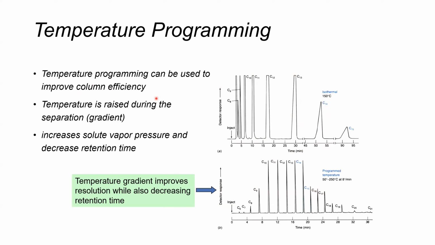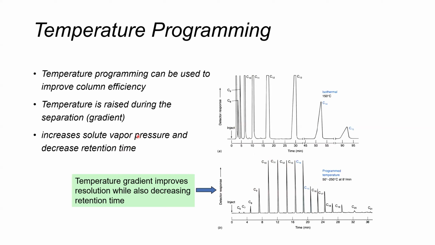So temperature programming can be used to improve column efficiency. Temperature is raised during the separation. So this is gradient heating. So you can change gradients over time. This one was programmed temperature at 8 degrees per minute, but you could ramp that up if you felt that a method would be better served to have it faster. Maybe after 100 degrees of heating, it changes to 10 degrees per minute or something like that.